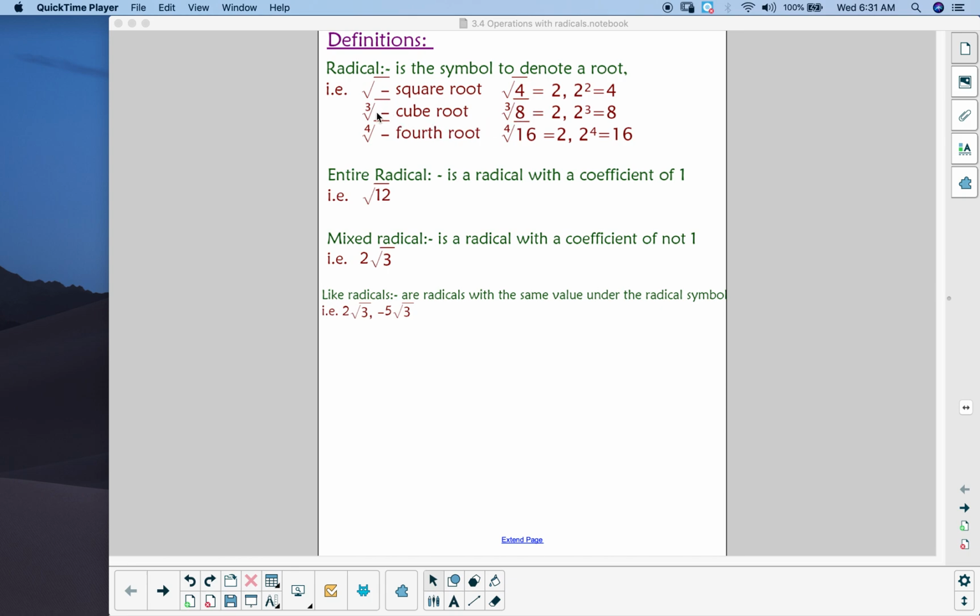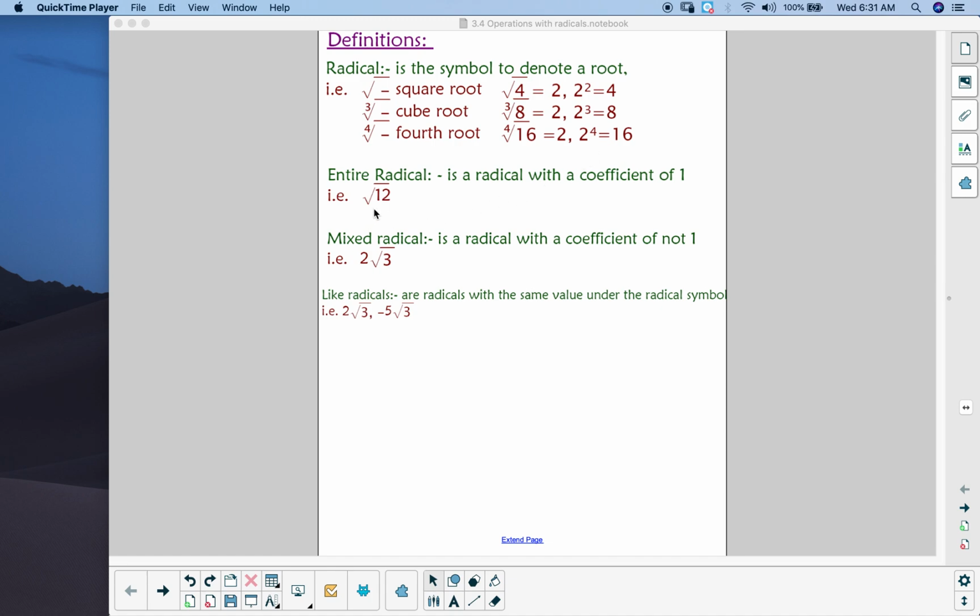You have also seen cube roots. You'd have the same symbol, but with a small 3 out here. The cube root of 8 is 2 because 2 times 2 times 2 is 8, or 2 to the power of 3 is 8. Similarly, the fourth root is written like this. The fourth root of 16 is 2 because 2 to the power of 4 is 16.